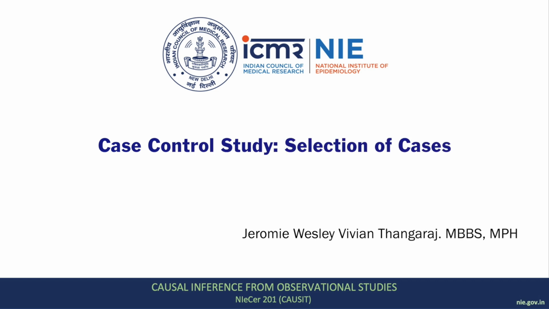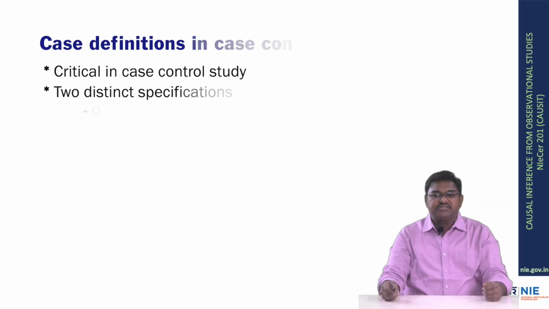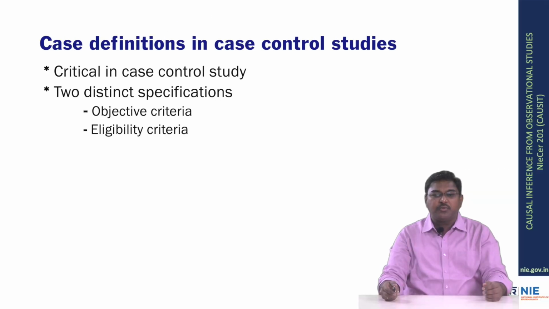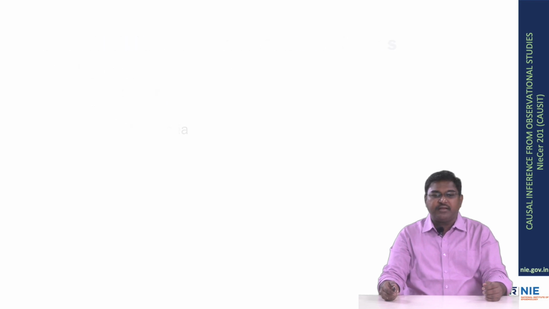Hello everyone. In this session, we will see how to select cases for a case control study. The first step in selecting a case is to define a case or develop a case definition. It's important to understand how to define a case, which is critical in a case control study. Case definition has two distinct specifications, namely the objective criteria and the eligibility criteria.